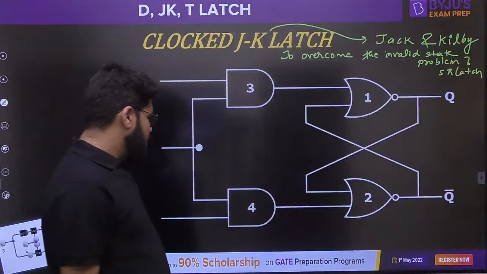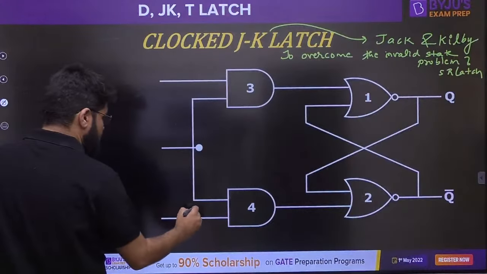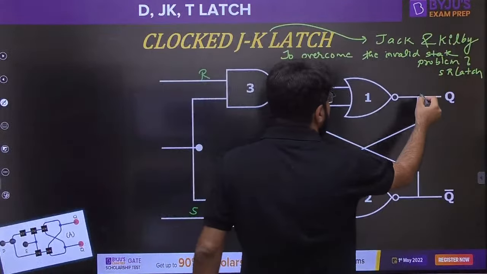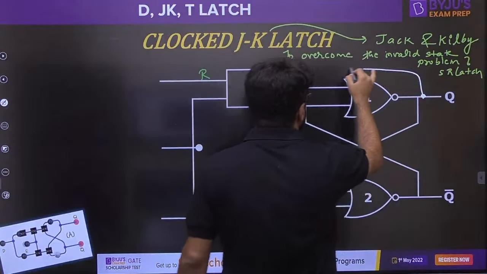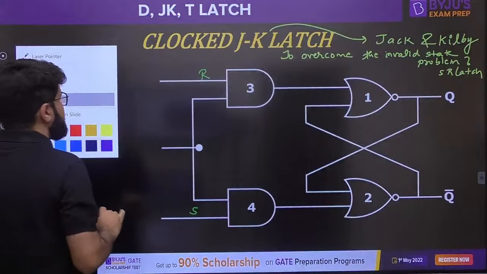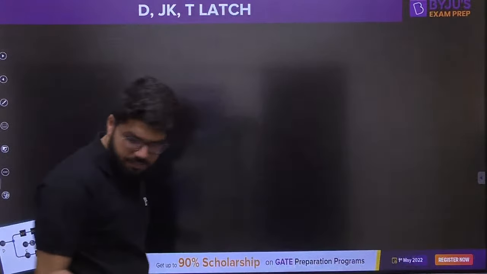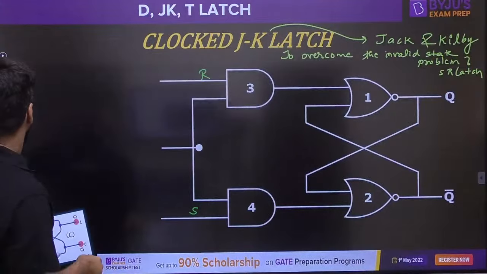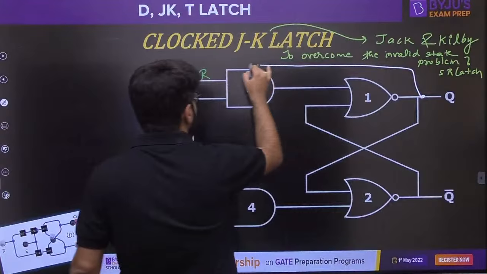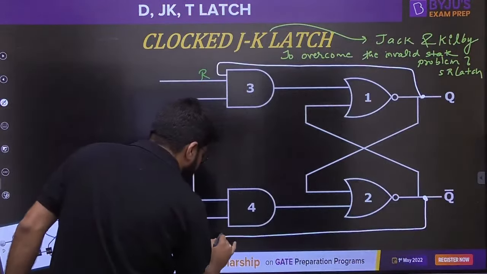One more level of feedback, right? This was basically known as the S, and this is known as the R. Now see the modification. I take one more level of feedback connection, taking from this Q output. So now this AND gate will be used as a 3-input AND gate, and the third input comes here. Similarly, one more level of feedback from Q bar is fed to this particular OR gate.